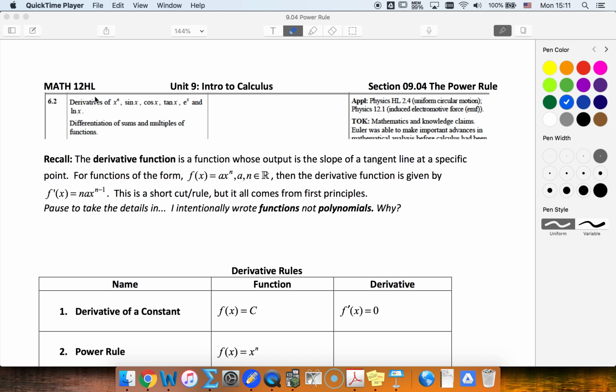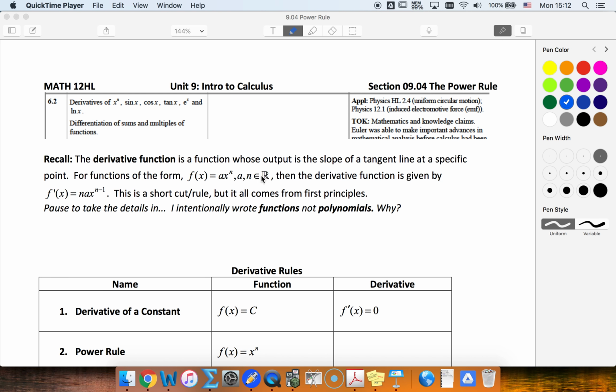All right, so as we've discovered in our Desmos activity, derivatives of polynomials end up having the form of another polynomial that's 1 degree lower. We can generalize this by saying functions of the form ax to the n, where a and n are elements of the reals, so functions, not polynomials. If we said polynomials, then n would be positive integers.